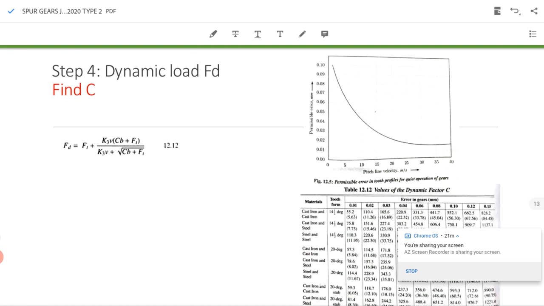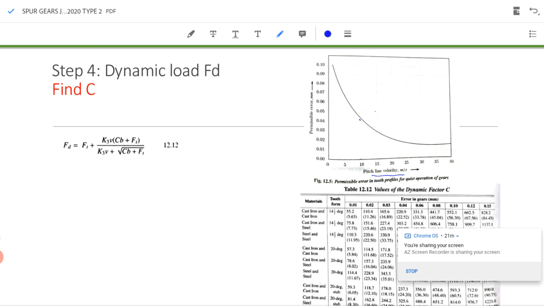We'll use that figure. Similar to the type 1 question, we can locate the value of pitch line velocity. Pitch line velocity is 8.95, which is just below 10. So I'll plot that. I'll get f equal to permissible error, f equal to 0.045.